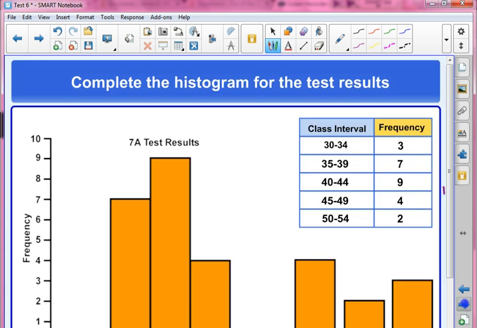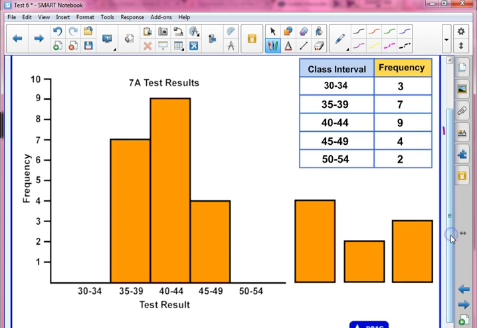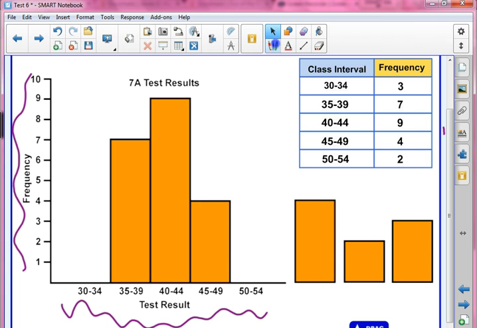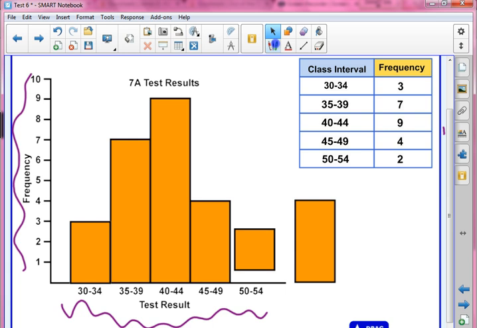Then you make a histogram. To make a histogram, you draw the class intervals on the bottom, down here, and that's the test result. And then you put the frequency on the left, and then you put the bars to the correct height. So I need to finish it. From 30 to 34, I need my bar to go up to 3. So let's try this one. That is the correct one. And remember, in histograms, the bars have to touch. And then 50 to 54, I needed to go up to 2.